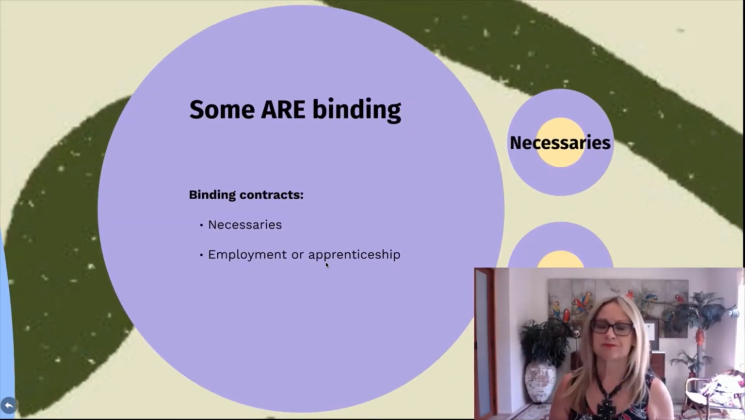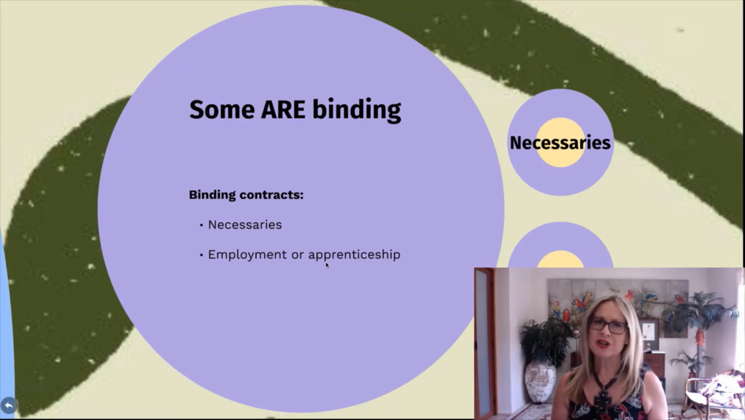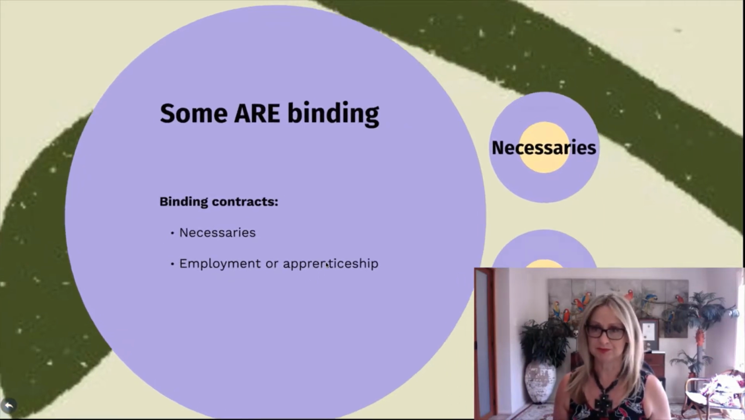Next step. Some contracts will be binding, and you've only really got to have a brief look at your study guide, or more preferably the text, to realise why this is. There are very narrow circumstances where the contracts will just be binding across the board, and they are contracts for necessaries and contracts for employment or apprenticeship.